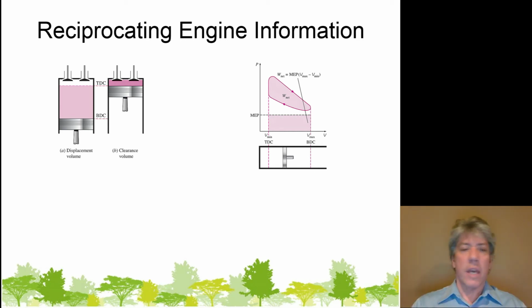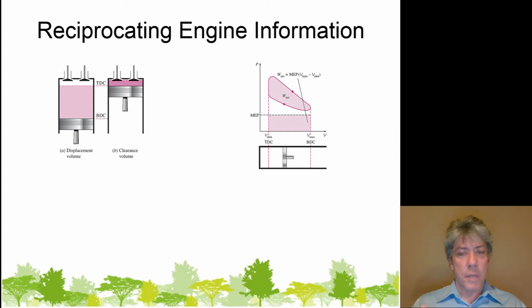If it did, it'd blow the head off the top of the engine, and that's not good, obviously. So there's always some clearance volume, or the volume at top dead center. Top dead center is just the opposite point where the crankshaft has rotated around, such that the piston is at the highest point in the cylinder. So that's bottom dead center and top dead center.